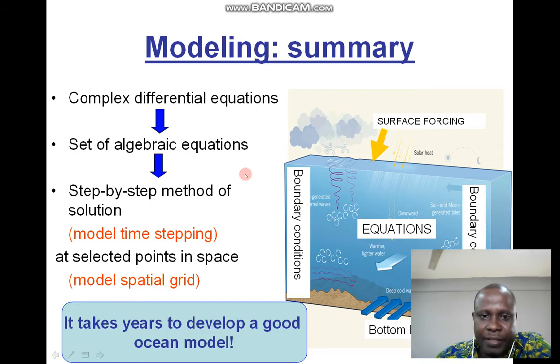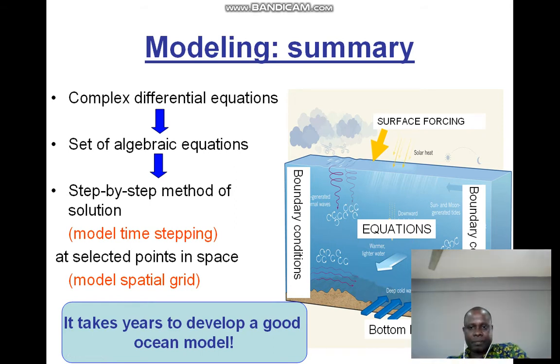So here's a summary of the process. You have a complex system of differential equations that are nonlinear. These are often converted into a set of algebraic equations, and then you go through a step-by-step method of solution. You step through it at selected points in space. That gives you the model spatial grid. And then of course you have to be concerned about the boundary conditions, what is happening at the surface, at the bottom, and within the ocean itself.